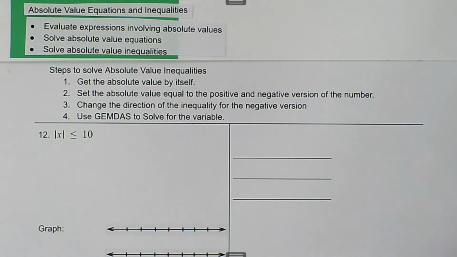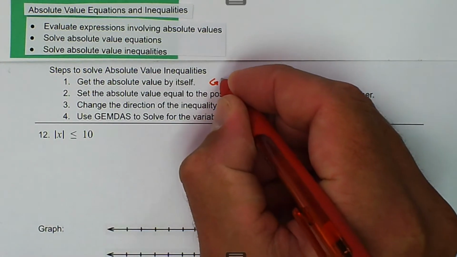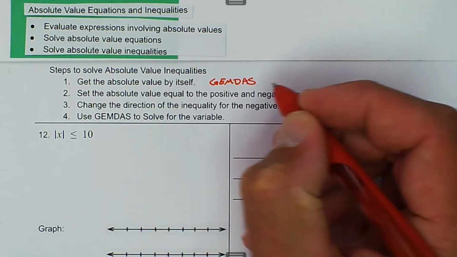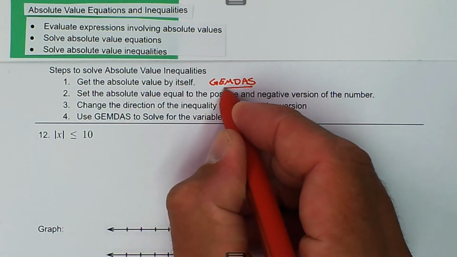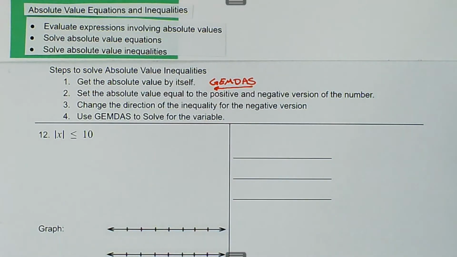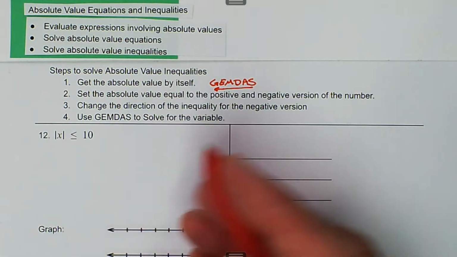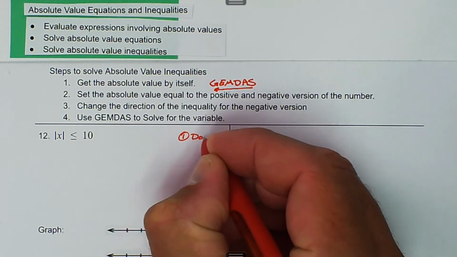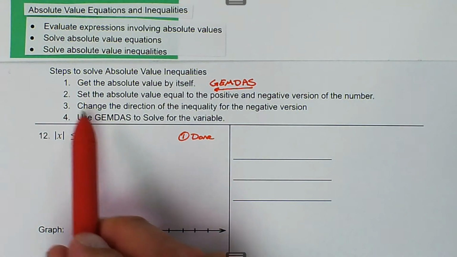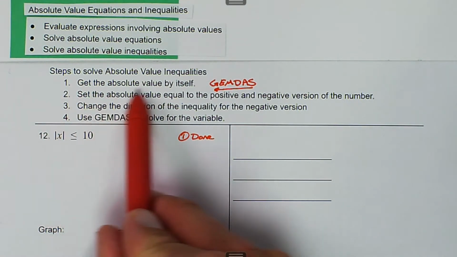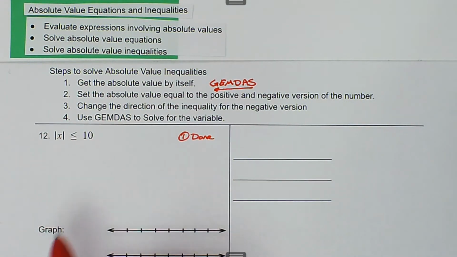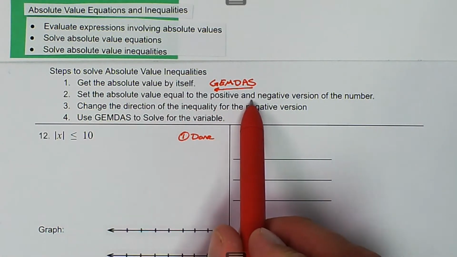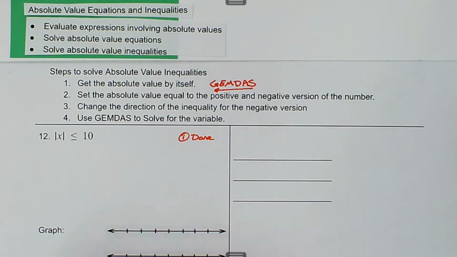In order to get the absolute value by itself, we will also have to make sure that we use GEMDES. And remember, we start and we work our way back. So first step, in this case, it's done already. Step number 1 is done. Get the absolute value by itself. So there's no operations outside of the absolute value. Set the absolute value equal to the positive and negative version of itself.